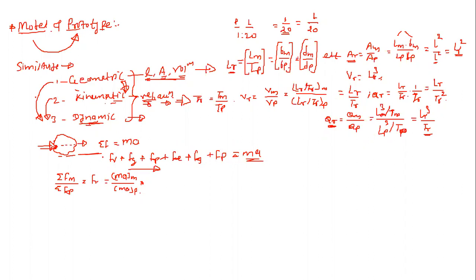So for a complete dynamic similarity to exist between the model and the prototype, the ratio of the inertia force of the two systems, model and prototype, the ratio of the pressure force, the ratio of the viscous force, and the ratio of the gravitational force must all be the same for the model and prototype. Then and only then can we say that there exists a dynamic similarity.